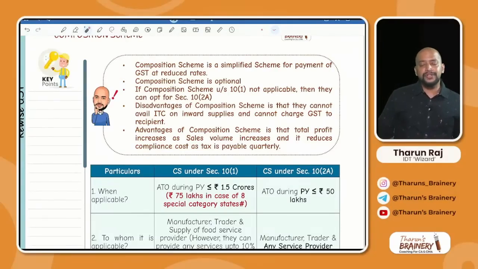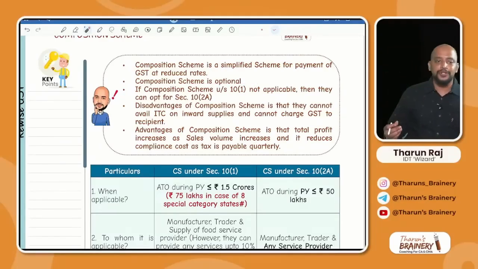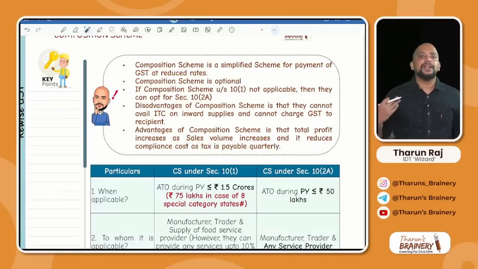Is this composition scheme optional or mandatory? Optional. So if a person wants to decide for composition scheme, they can. It is not mandatory that they should go for composition scheme. It is up to them. And there are two types of composition scheme: composition scheme under 10.1 and composition scheme under 10.2a. Only when composition scheme under 10.1 is not possible do they go for composition scheme under section 10.2a.